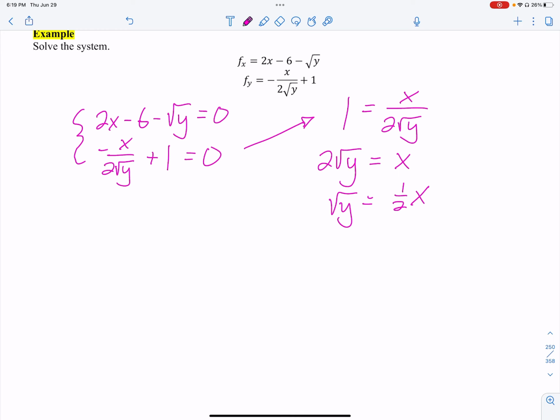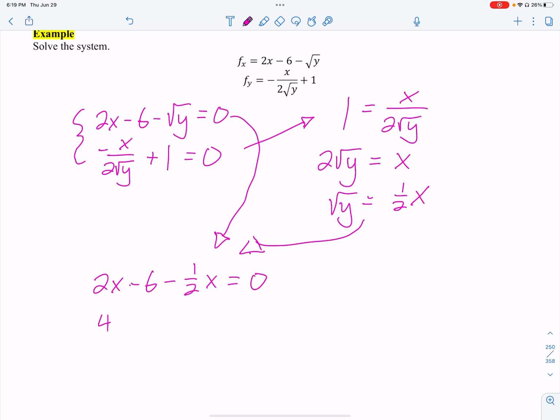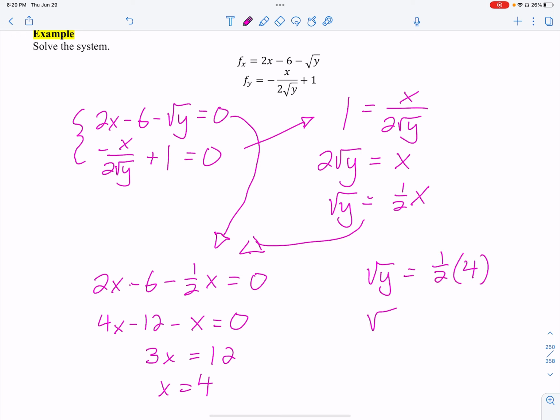Now I'm going to go to the other equation, the top one. That and this together, and we got 2x minus 6 minus 1/2 x equals 0. Now notice there's only an x. I'm going to multiply everything by 2. So we got 4x minus 12 minus x equals 0. So we get 3x equals 12, which means x equals 4. If I have x equals 4, all I got to do is use the square root of y equals 1/2 x, plug in x and solve for y. I got the square root of y equals 2, so that means y is equal to 4.